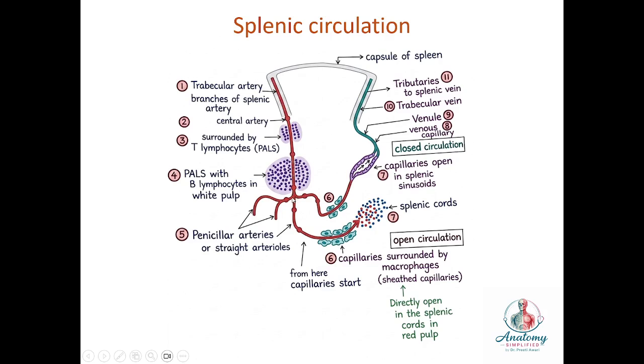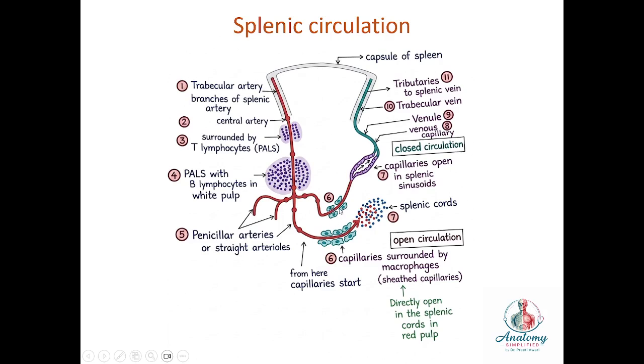This arteriole divides after coming out from the white pulp. It divides into penicillar arteries or straight arterioles. Now, from here onwards, the arterioles give out capillaries. So the capillaries are beginning here. The capillaries are surrounded by macrophages. They are called sheathed capillaries.